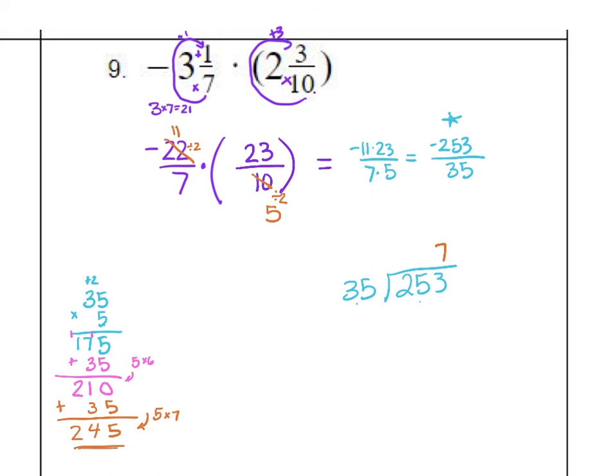And now I can just use this number, which is 245, and then I subtract. Oh, that's just 8. Okay. So I have 8 left over. I'm going to use this as a fraction. So it's going to be 8 over 35. And that would be my answer, except it is negative. So I would put negative 7 and 8/35.